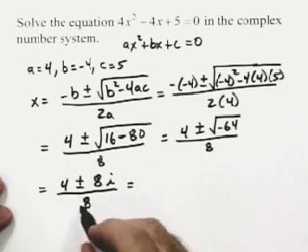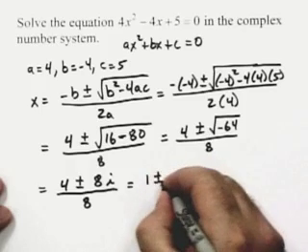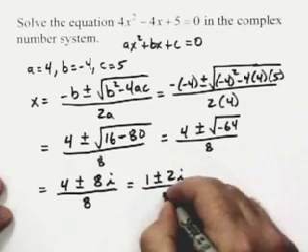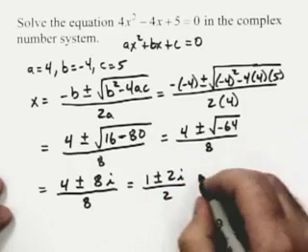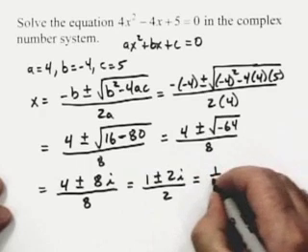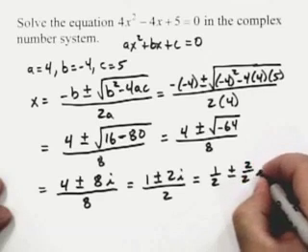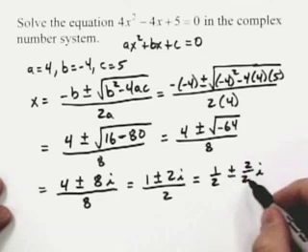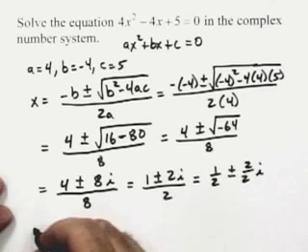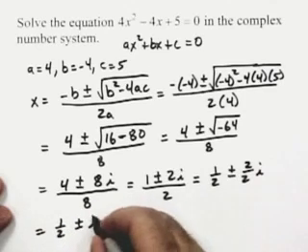There's a common factor of 4 that we can cancel. This will end up giving us 1 plus or minus 2i divided by 2. We'd like to write this in our standard form for complex numbers. So we could write 1/2 plus or minus 2/2 i. Again, we can simplify 2/2 as 1. So we'll end up with 1/2 plus or minus i.